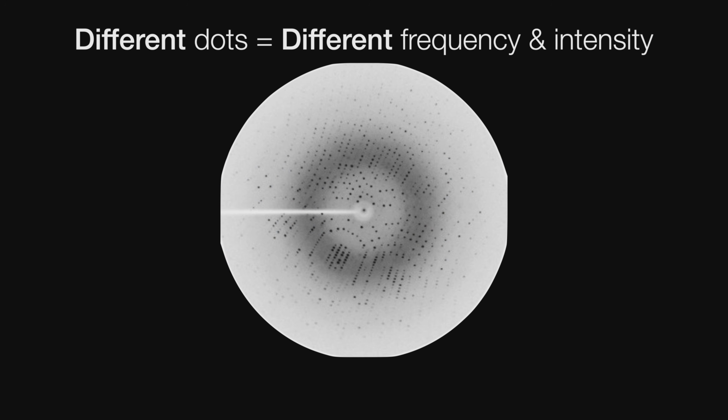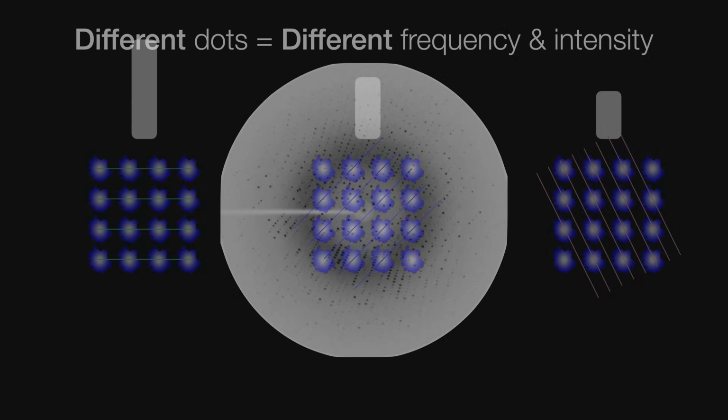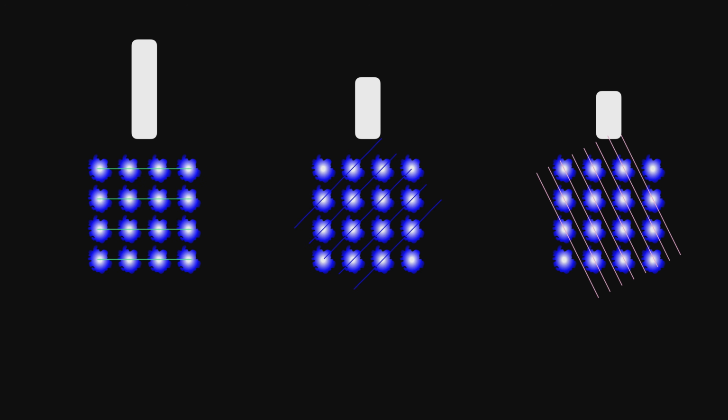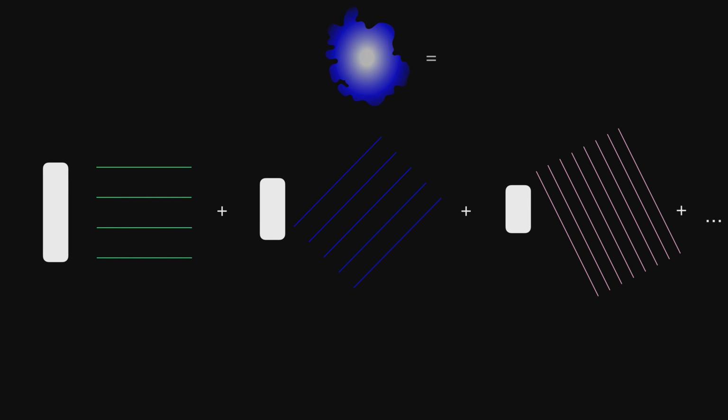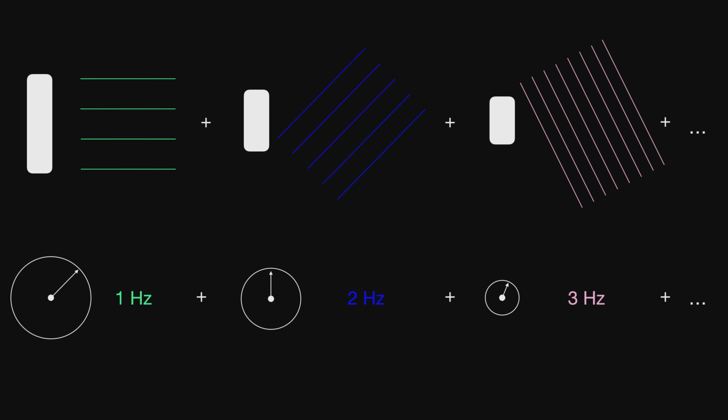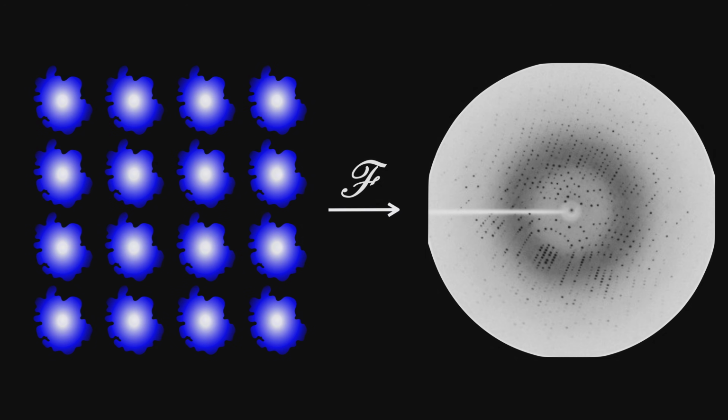And now, to figure out the original structure, you figure out which dot comes from which plane and how strong each one is, and you just add them back up together. Just like how you can add arrows rotating at different frequencies and amplitudes together to reconstruct an image. And that is why the Fourier transform shows up in biology.